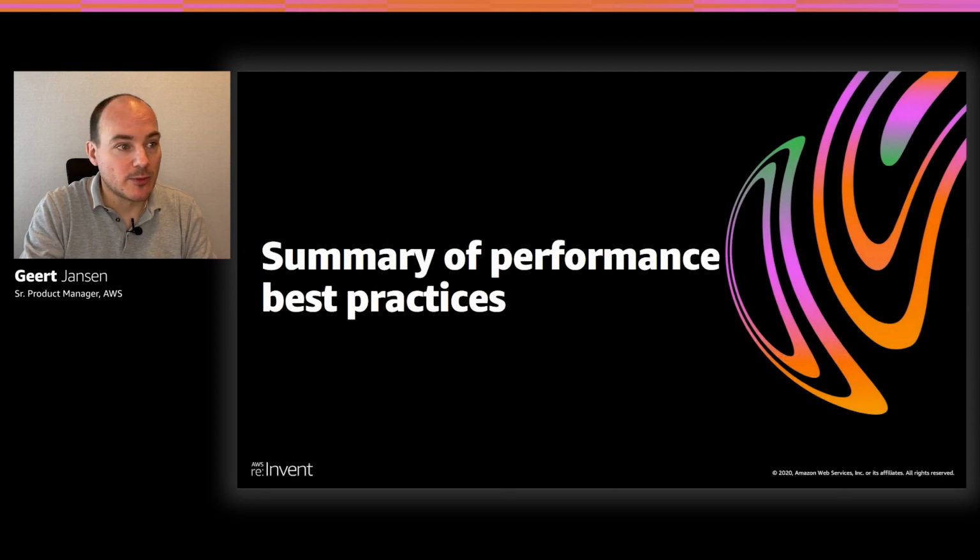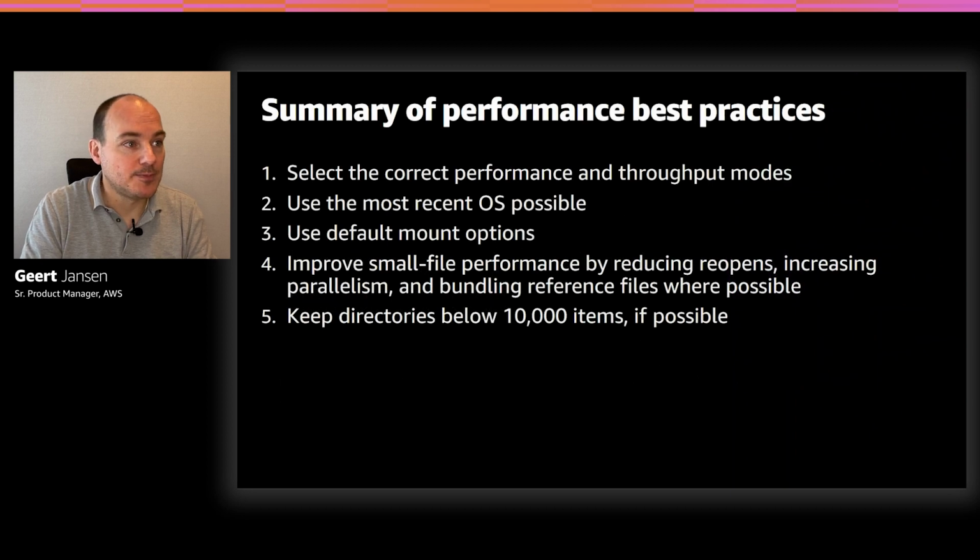Okay, so a summary of what we've learned today. Number 1 is select the correct performance and throughput modes for your workloads. Number 2 is use the most recent operating system possible. Number 3, use the default mount options. Number 4, improve small file performance by optimizing the open and the close using any of the 3 approaches that we suggested: using parallelism, bundling files, and don't close files if you don't need to. And the 5th recommendation here is to keep directories below 10,000 items if possible.